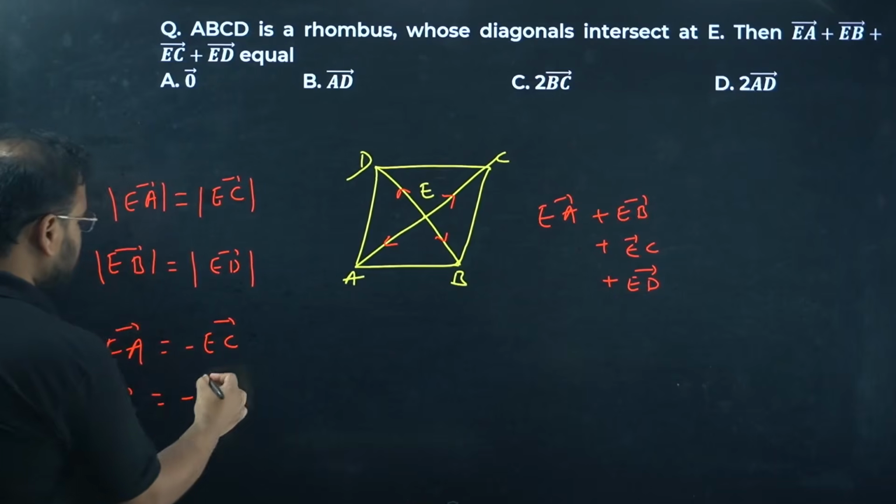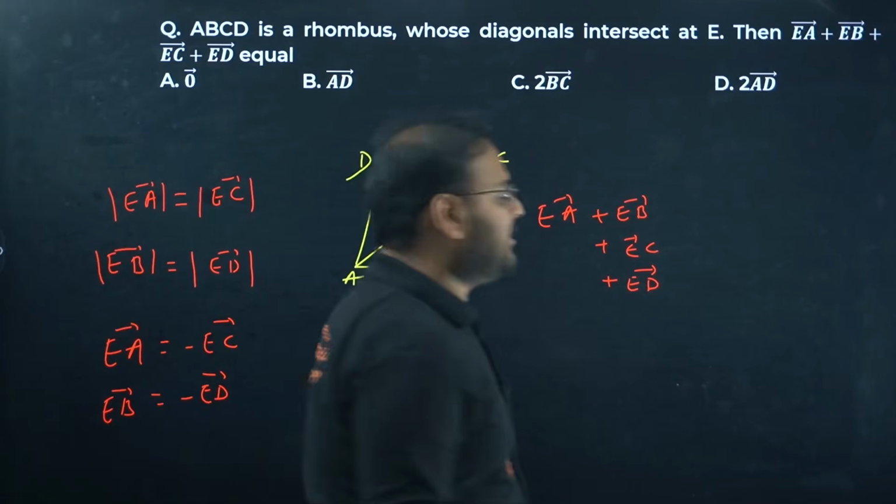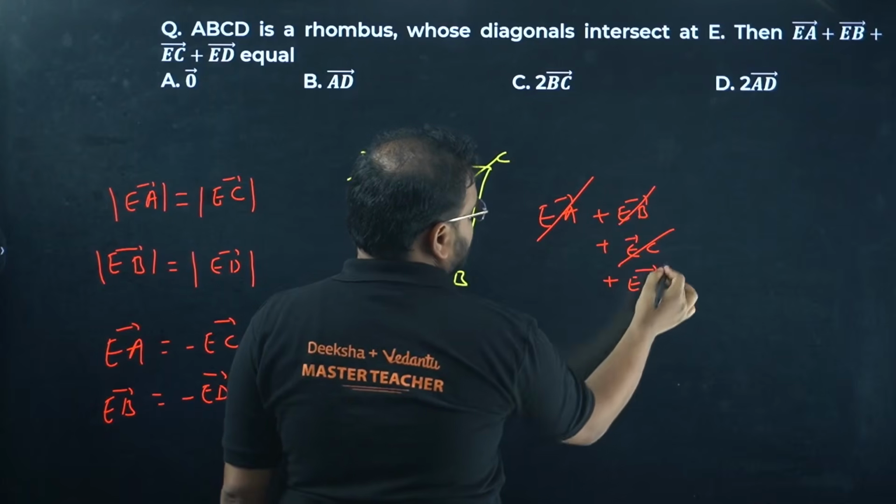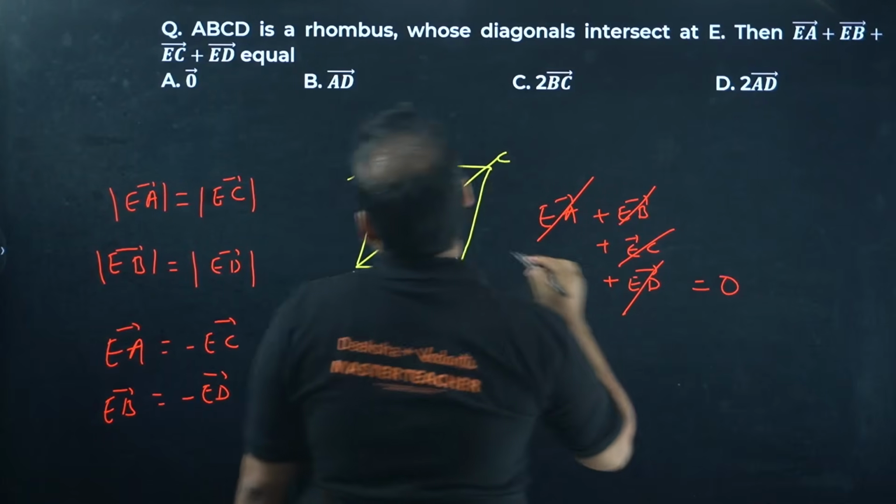If you use this in the equation that they've asked us to find the value for, you get what? EA and EC cancel, EB and ED cancel, and the answer will become 0.